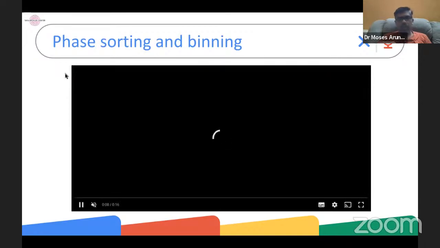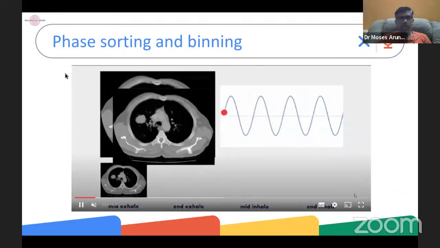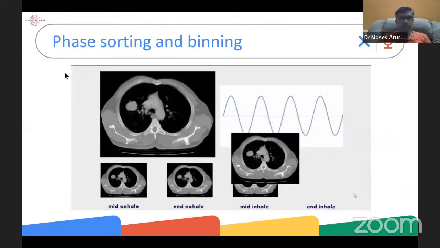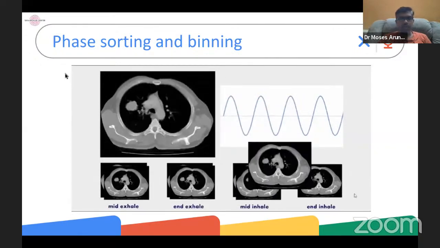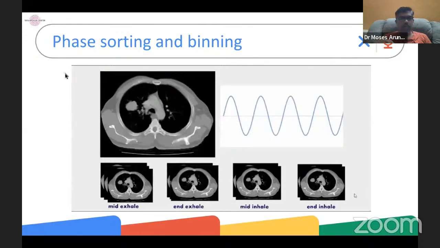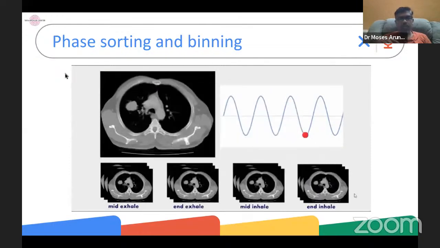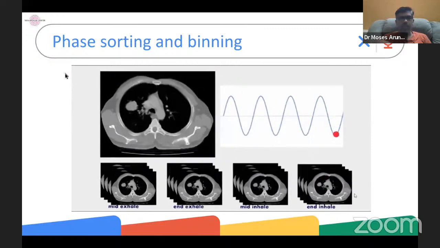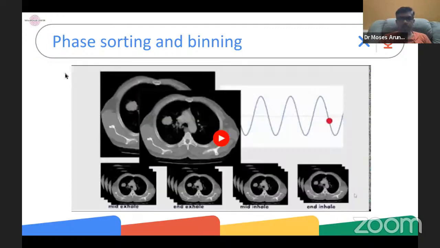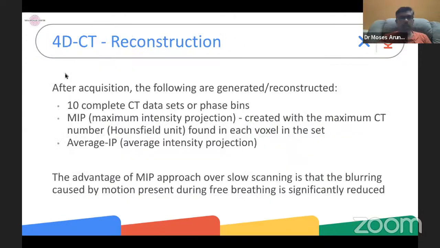And this is a video to show how the images are tagged and sorted. As the images are acquired in different phases, depending on the RPM signal that they are getting, they will get tagged into different phases of the cycle, and they will be binned together. Here, as a representation, it is shown as 4 bins, but in reality you also get other projections as well.